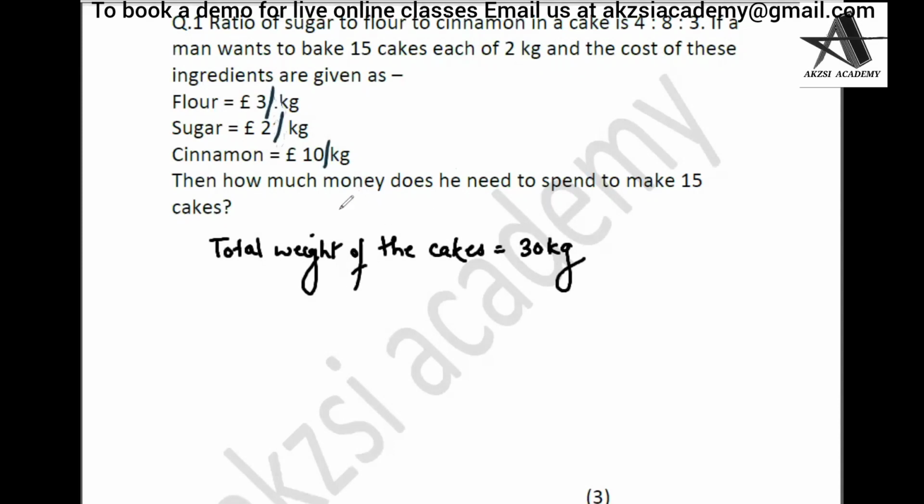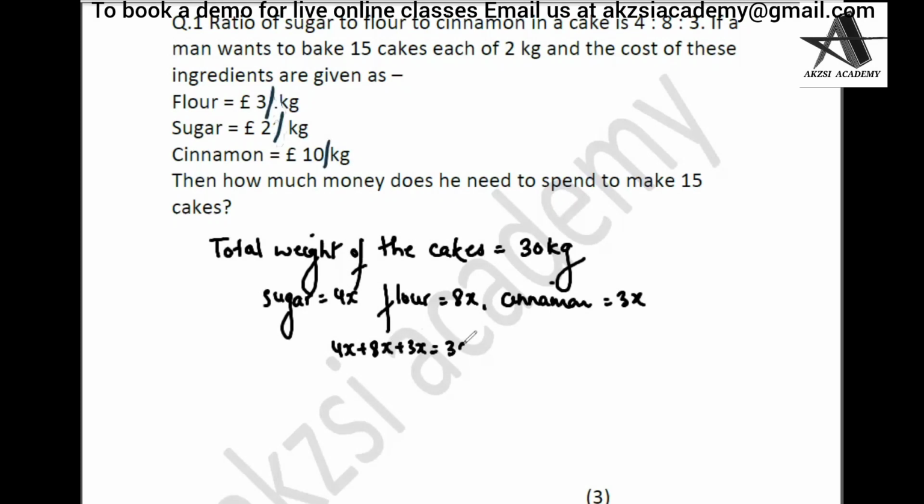So let me find. Ratio of sugar, flour, cinnamon is given. I can write sugar as 4x, flour as 8x, cinnamon as 3x. And they all together equal 30 kg. So 4x plus 8x plus 3x is equal to 30 kg. From here I can say it's 15x equals 30 and x is equal to 2.